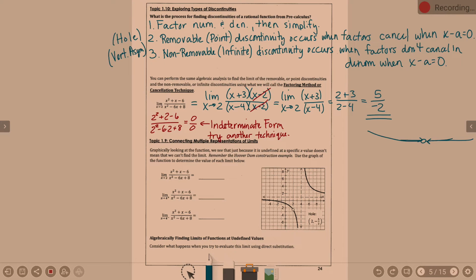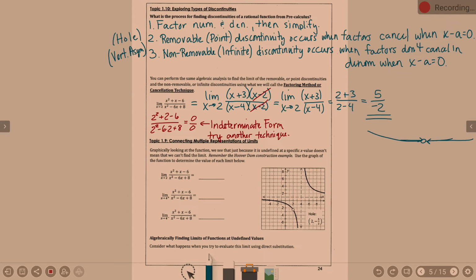Next set. Graphically looking at this function, we see that just because it is undefined at a specific x value does not mean we can't find the limit. Remember, we didn't really talk about the Hoover Dam construction example the other day. Basically, they had everything built but one piece, and they're trying to figure out the height of that piece. And again, the limit is there, right? If the limit from the left and the limit from the right meet, you have enough information to know that.